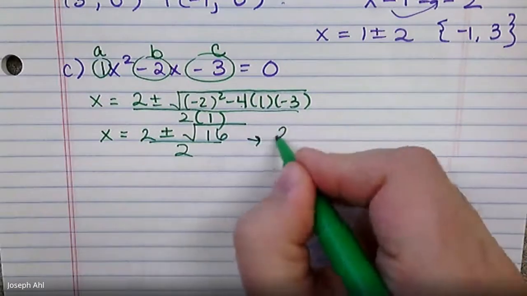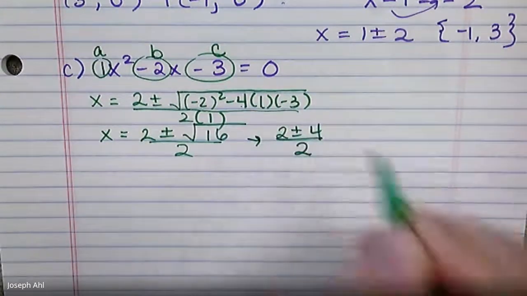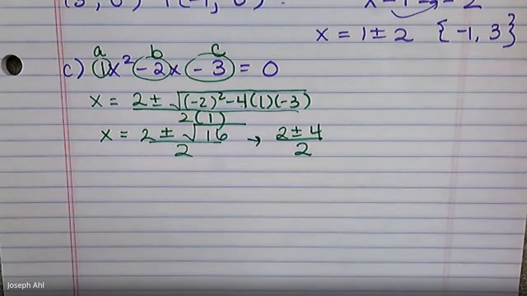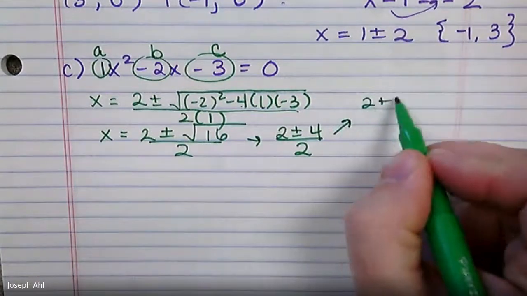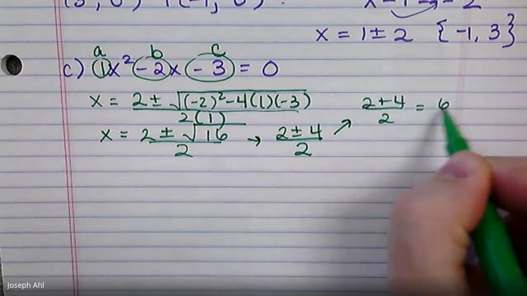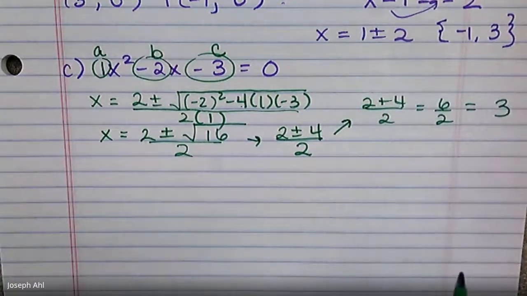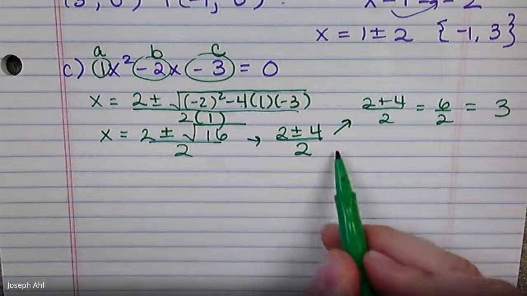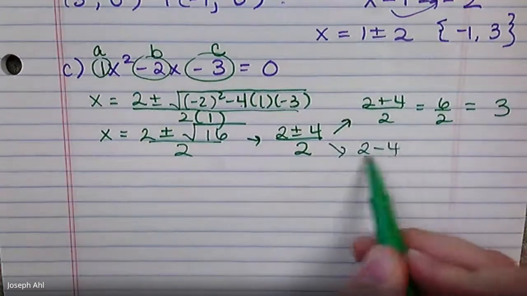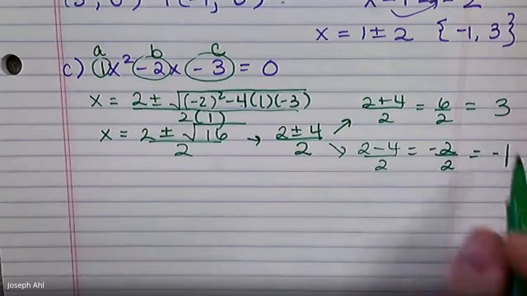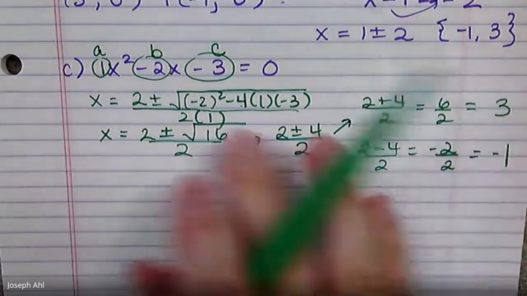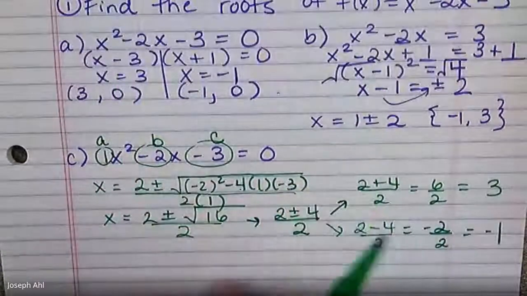So this is 2 plus or minus 4 over 2. And if I separate that with the plus and minus, 2 plus 4 over 2, well, hey, 6 over 2 is 3. And on the other hand, 2 minus 4 divided by 2 would be negative 2 on top divided by 2, which is negative 1. Same exact roots as all these other techniques.